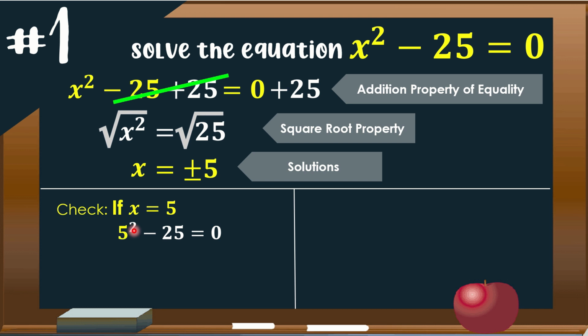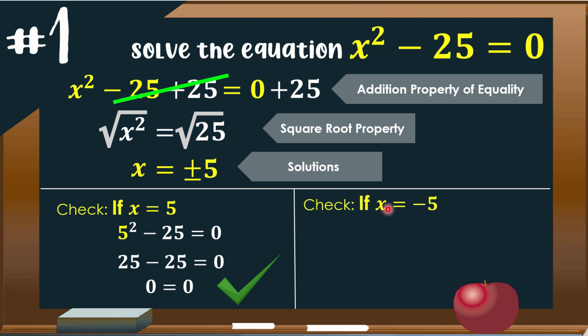5 squared is equal to 25 minus 25. And 25 minus 25 is equal to 0. Therefore, our first solution is correct. Let us move on with our second solution. What if the value of x is equal to negative 5? Again, we will replace the value of x in our original equation.